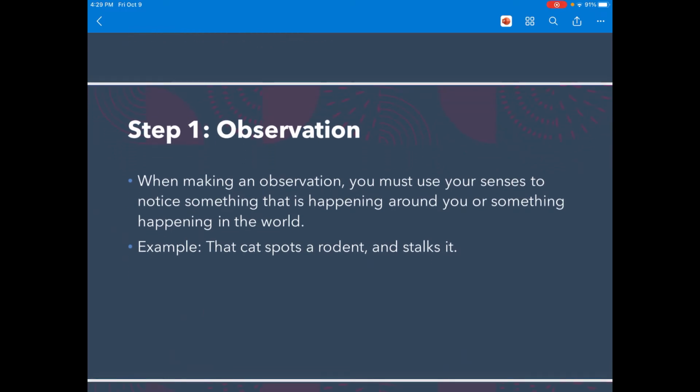Step 1. An observation. When making an observation, you must use your senses to notice something that is happening around you or something that is happening in the world. You must use your 5 senses to make an observation. Example, a cat spots a rodent, or chicken smells different than fish, or concrete feels different than carpet, something like that.